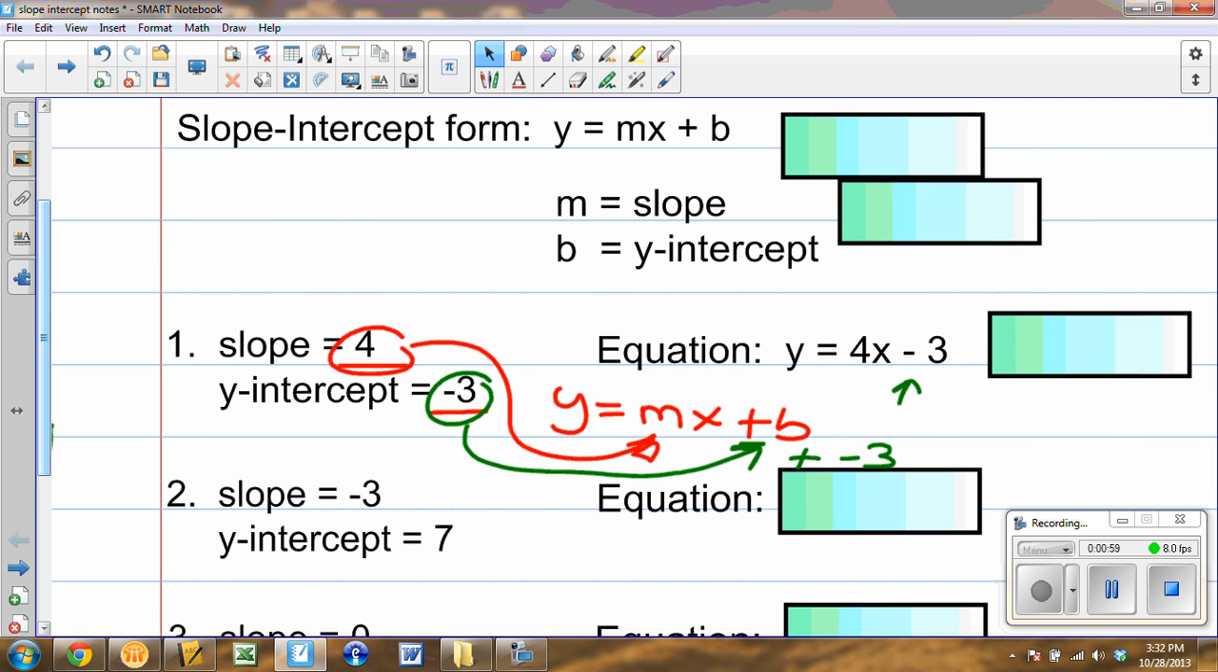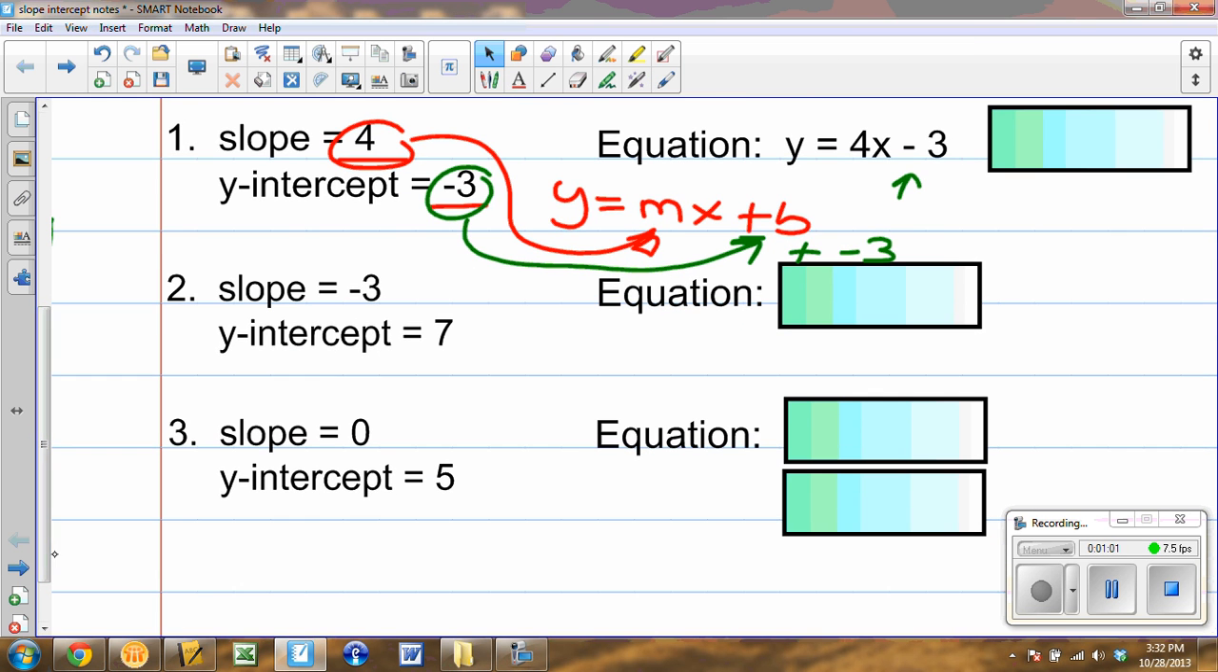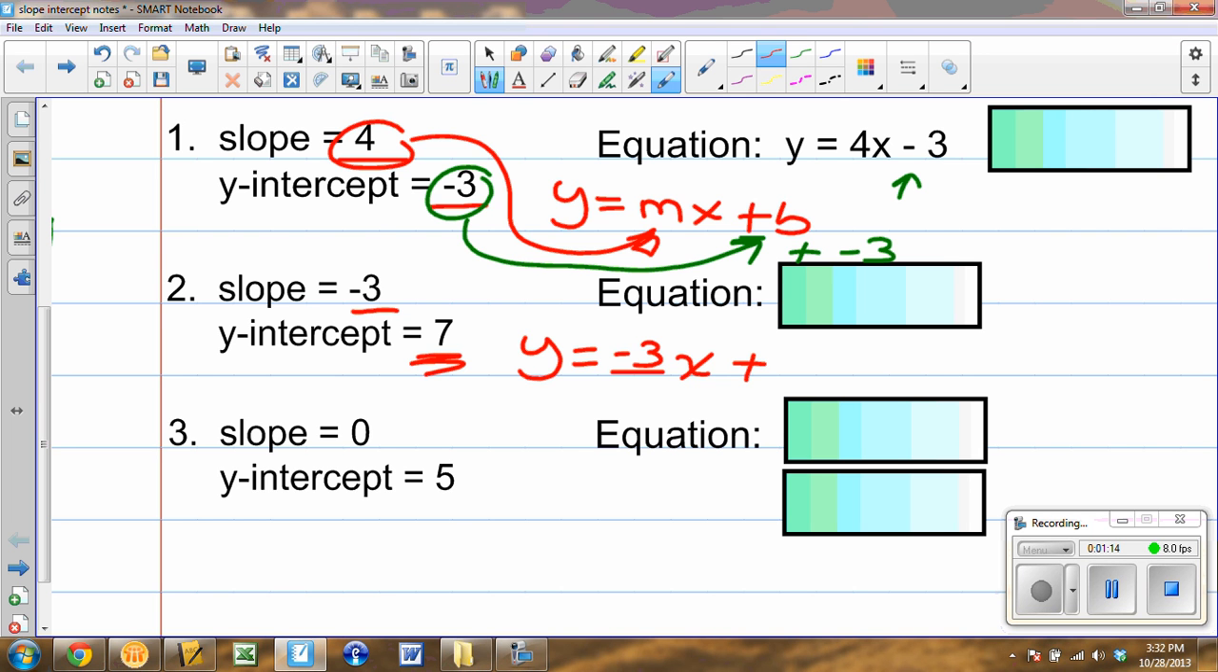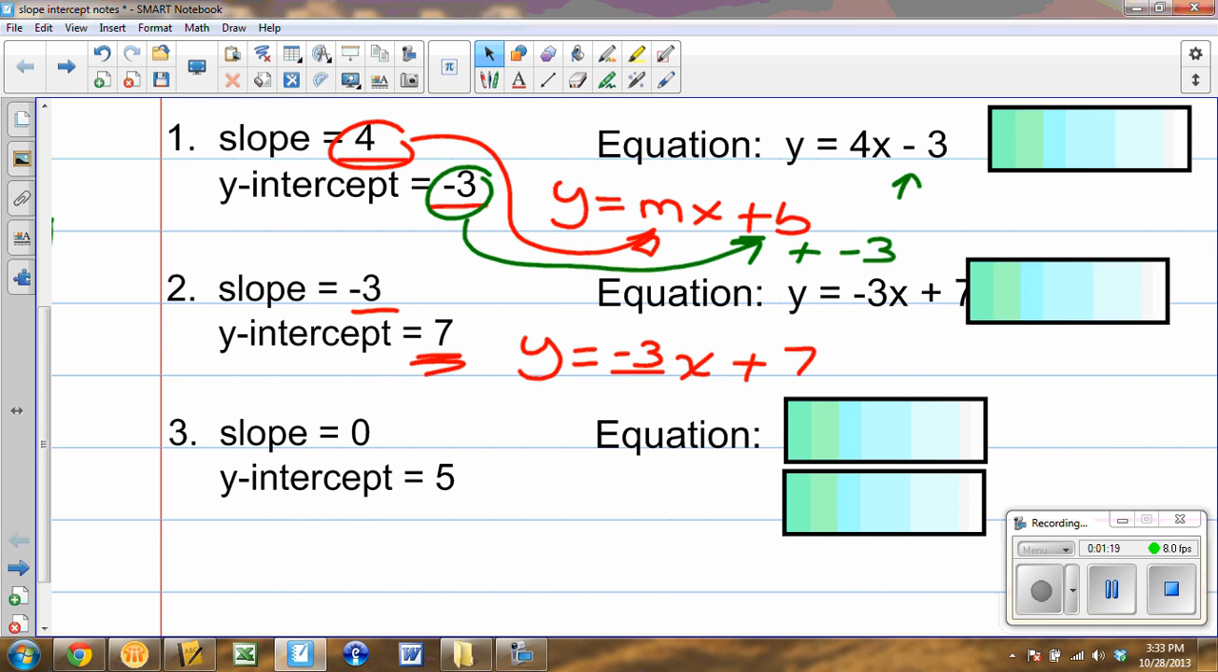Okay. This one then, if I have a slope of -3, I'm going to do y equals -3x, because the slope always goes in front of the x, plus an intercept of 7. It means I'm going to add the 7 to the end. So y equals -3x plus 7.